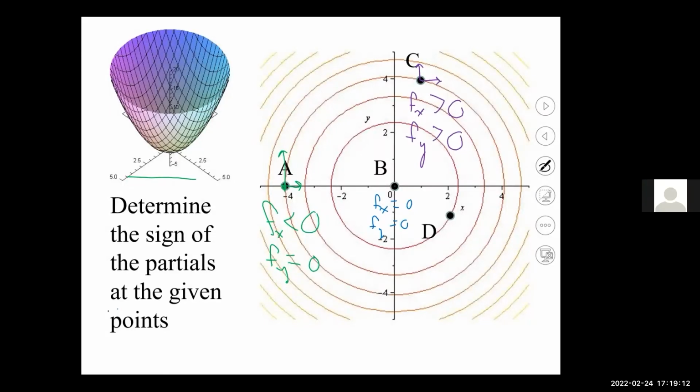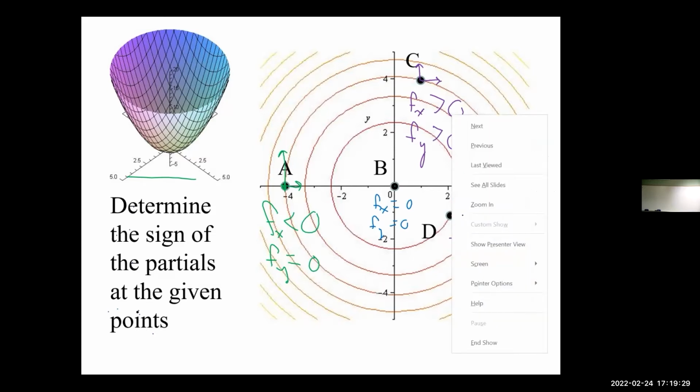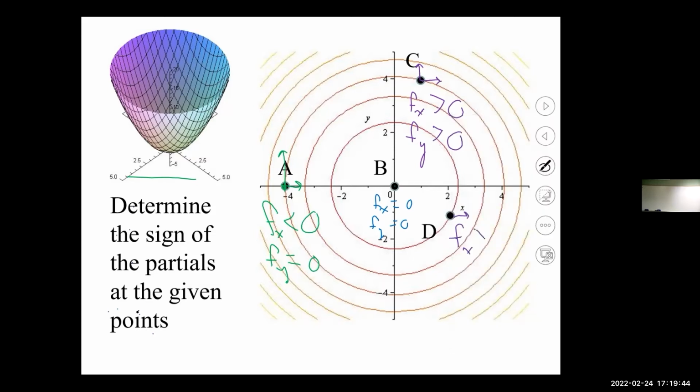All right, one more. And like I said, if you guys have questions, let me know, because this really starts to get home this idea. Okay, we're not changing colors on this one, apparently. Point D, f sub x, what do you think? Remember, moving into positive. So we say positive, very good.